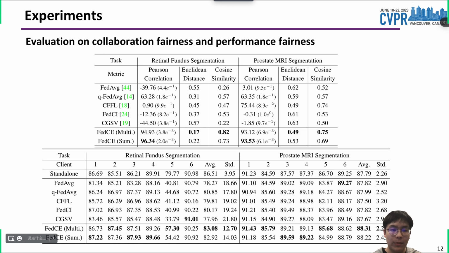Next, we compare the performance with different methods. As shown in the bottom table, we can see our method presents a more uniform distribution, which means the standard deviation among clients is lower than others.